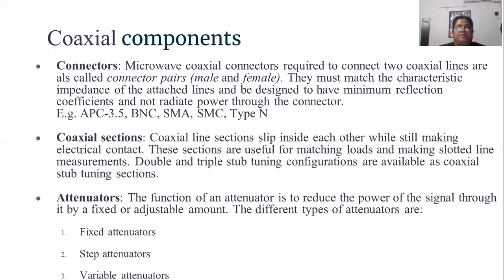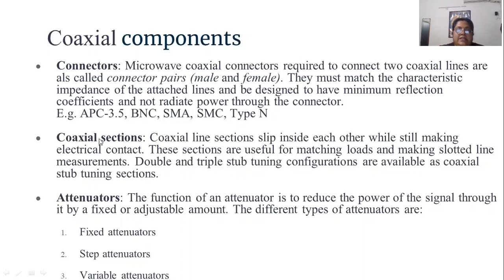Now we'll discuss some coaxial components, which are connectors. Microwave coaxial connectors are required to connect two coaxial lines, and are called connector pairs. These are of two kinds, male and female. They must match the characteristic impedance of the attached lines and be designed to have minimum reflection coefficients and not radiate power through the connectors. For example, these are some kinds of the connectors.